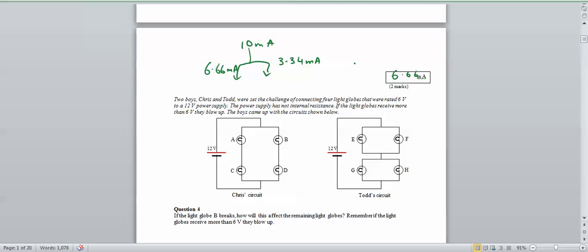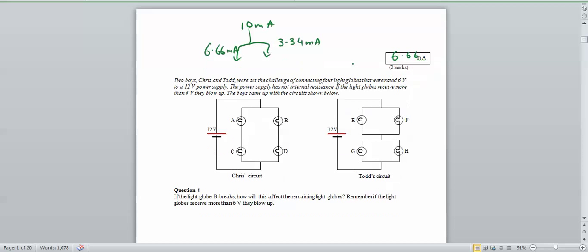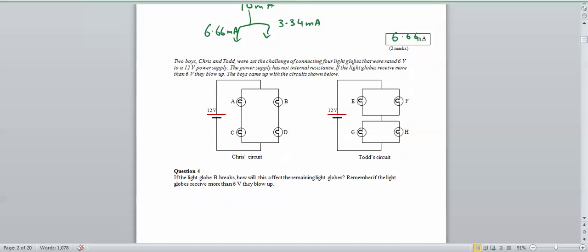With this question, I'm just going to have to read through it first. If light load B breaks, how will this affect the remaining light load? So let's have a look at the diagram. If this breaks, then it breaks the circuit here. There's no way that electricity is going to go through here. So the electricity is going to go this way.